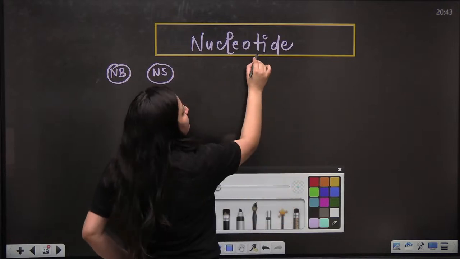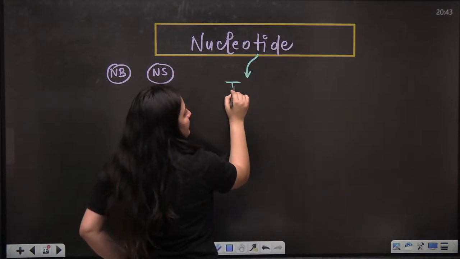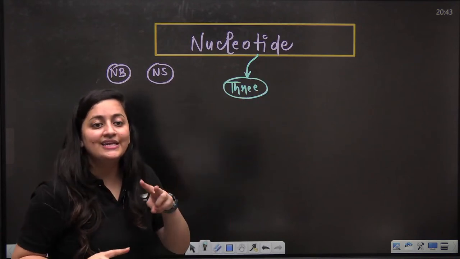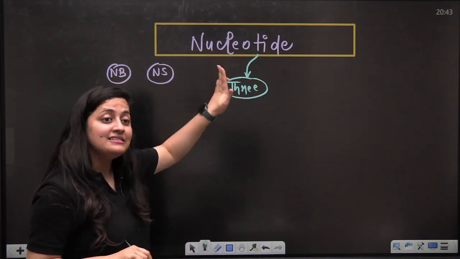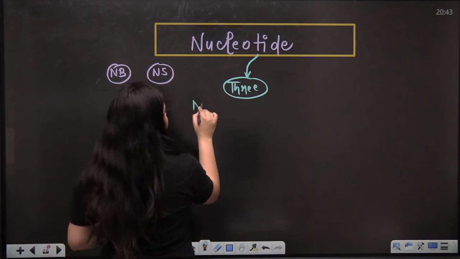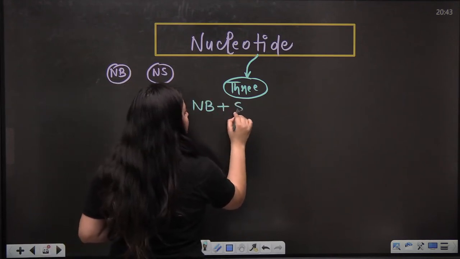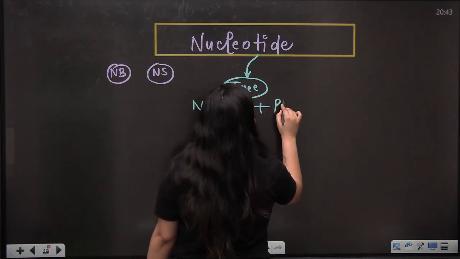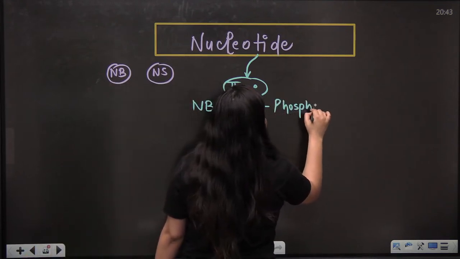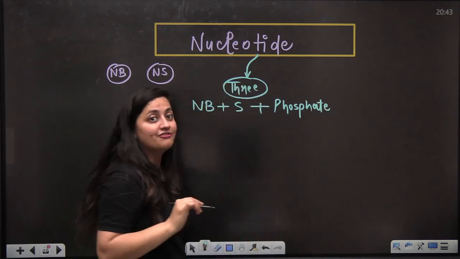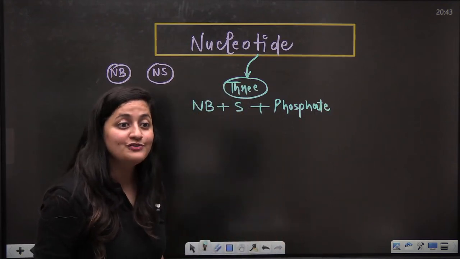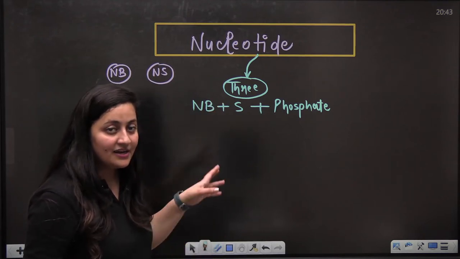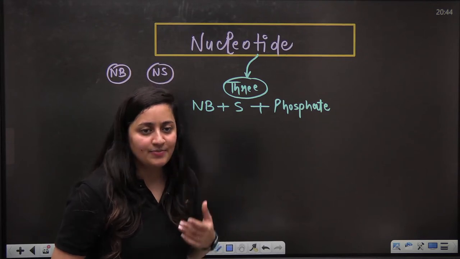So how do I remember? I remember it with a very simple trick. T means three. Three things are attached: your nitrogenous base, sugar, and one more thing. And what is that thing? That thing is your phosphate. Remember, phosphoric acid. It is not phosphorus. It is phosphoric acid.